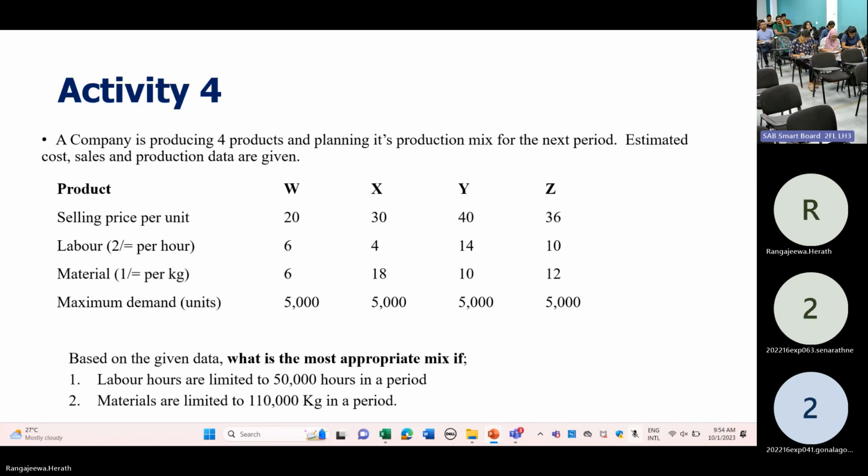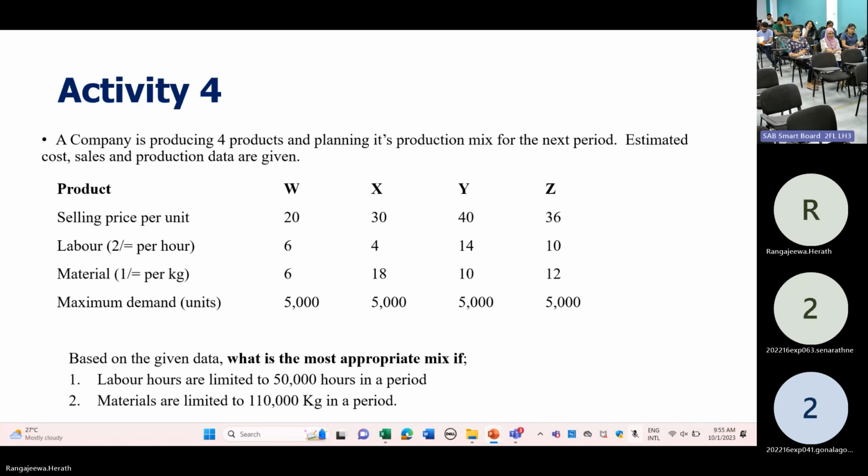Based on the given data, what is the most appropriate product mix if labor hours are limited to 50,000 hours per week? Now, when the company is producing several products, how do you decide the priority, which product to be produced? In the short run, which cost do we consider as relevant? Last week we said for short run decision making, variable cost is the relevant cost.